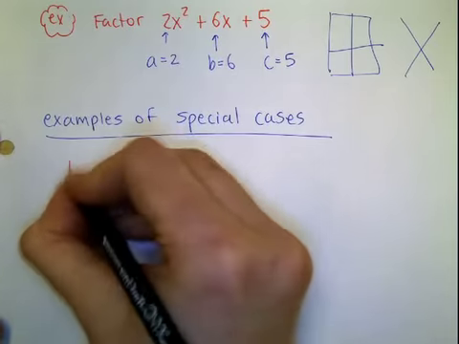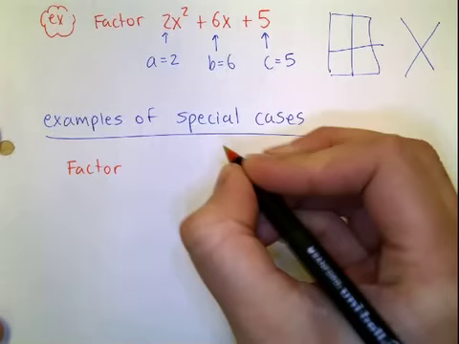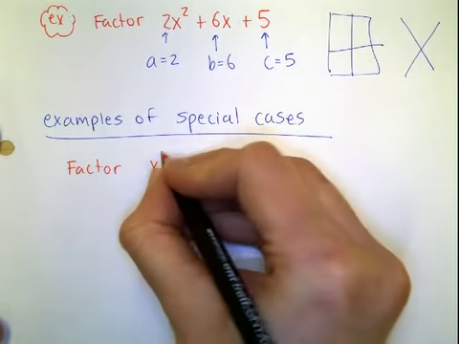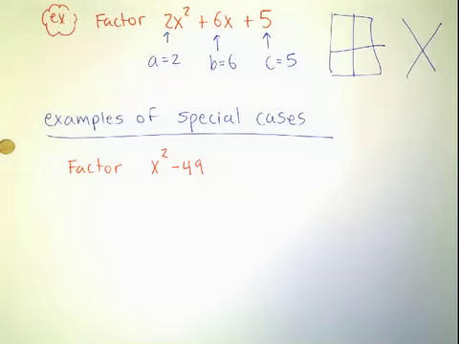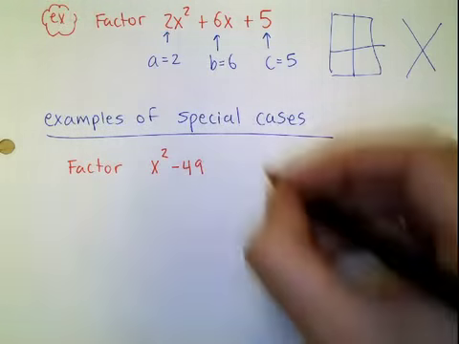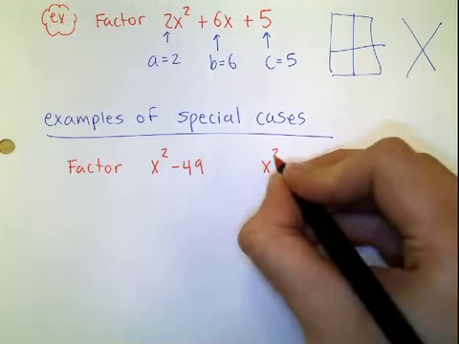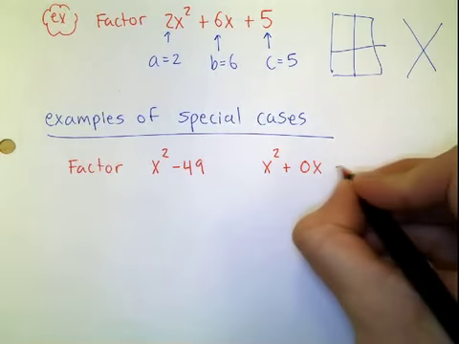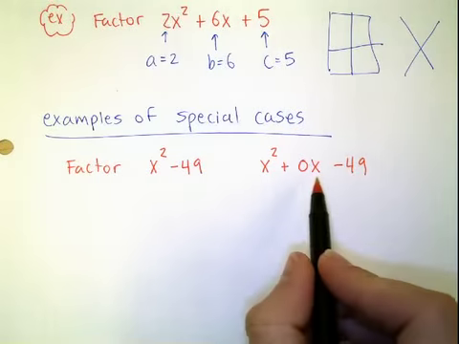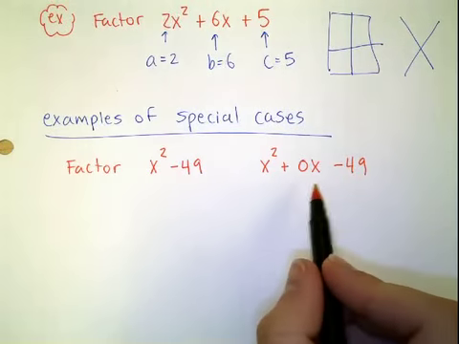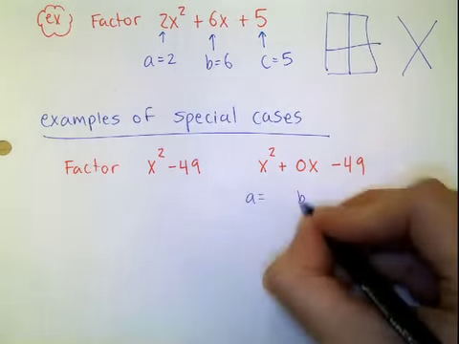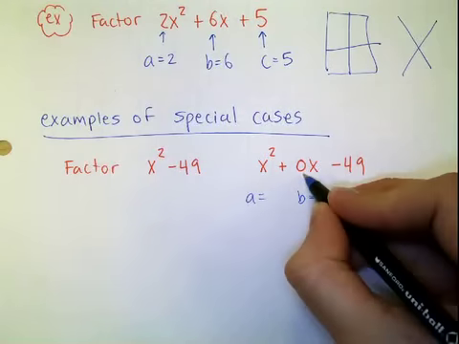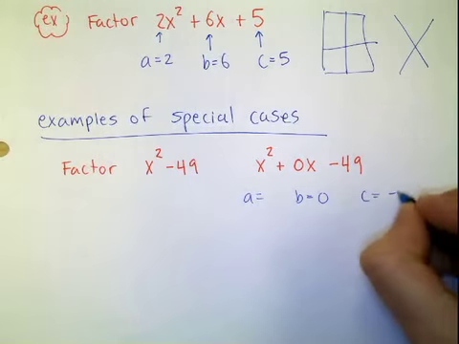What if I asked you to factor something like x squared minus 49? Well, totally a special case, because if I look at it, what's missing is the x in the center. If I wanted to rewrite this, it's really x squared plus 0x minus 49. Nobody bothered writing 0x because you don't need to. It's kind of wasted space. But it's helpful because now I know that A, B, and C are visible. The B is 0. The C is negative 49.